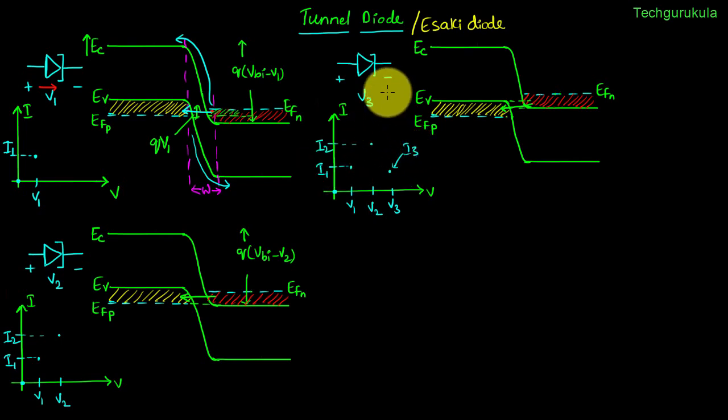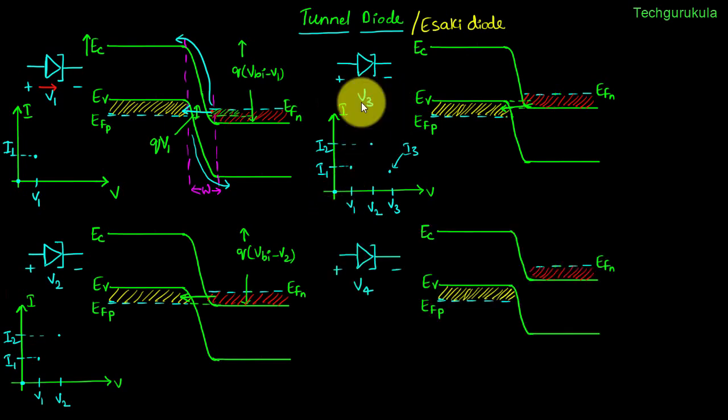Now let us increase the voltage across the tunnel diode even more. Let's say we're going to V4, where V4 is greater than V3. This is how the energy band diagram would look like in this case, where the band bending would be q times (VBI minus V4). And if you see here, there are no electrons which can actually see these holes on the p side. As a result, there won't be tunneling anymore, which means the tunneling current would be 0.